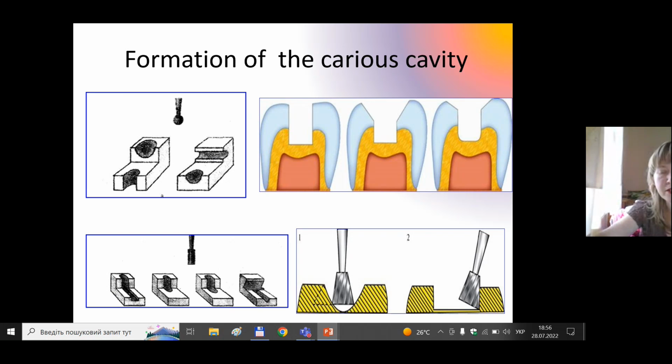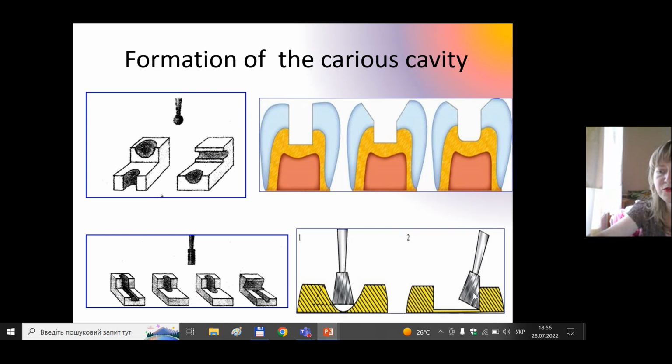The next step in caries cavity preparation is formation of the caries cavity. Different burrs give different shapes to the caries cavity. This schematic representation shows what shape can be obtained if a round burr is used. Pay attention to this photo. Cylinder, what shape does a cylinder burr give? And inverted cone.